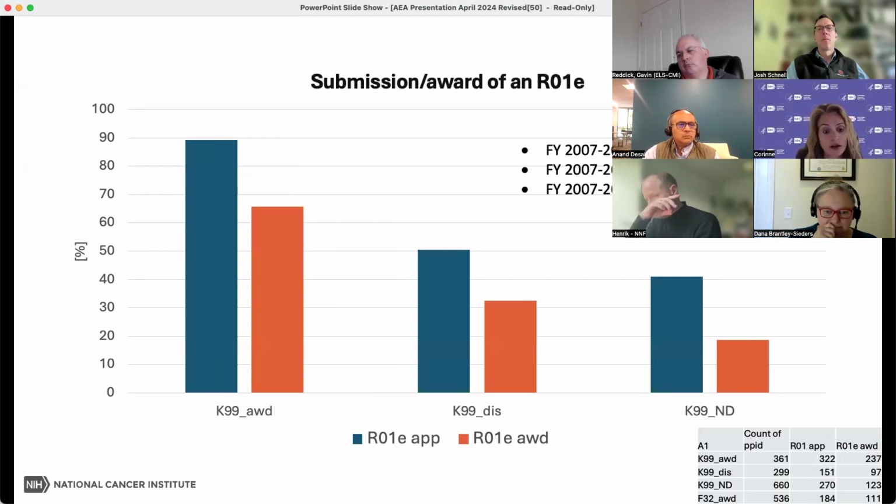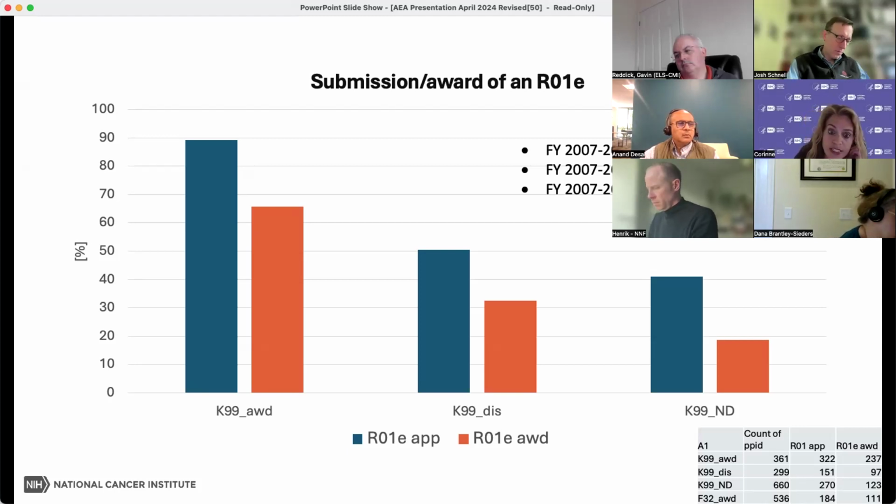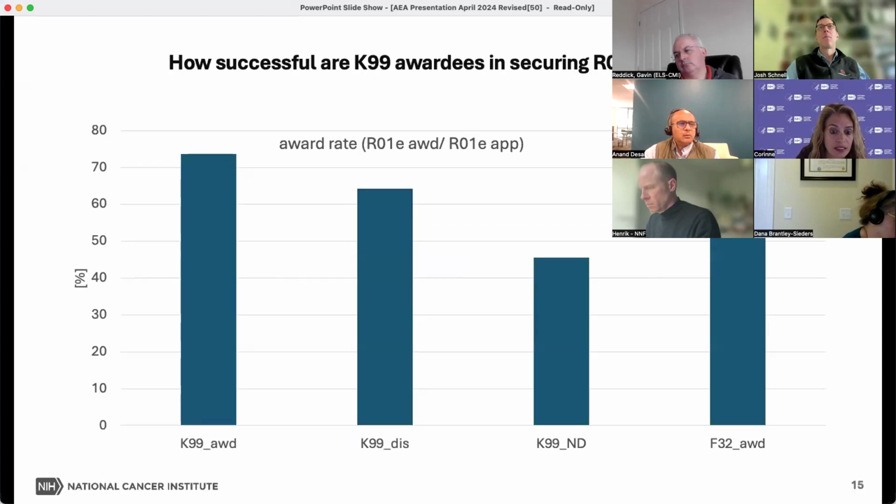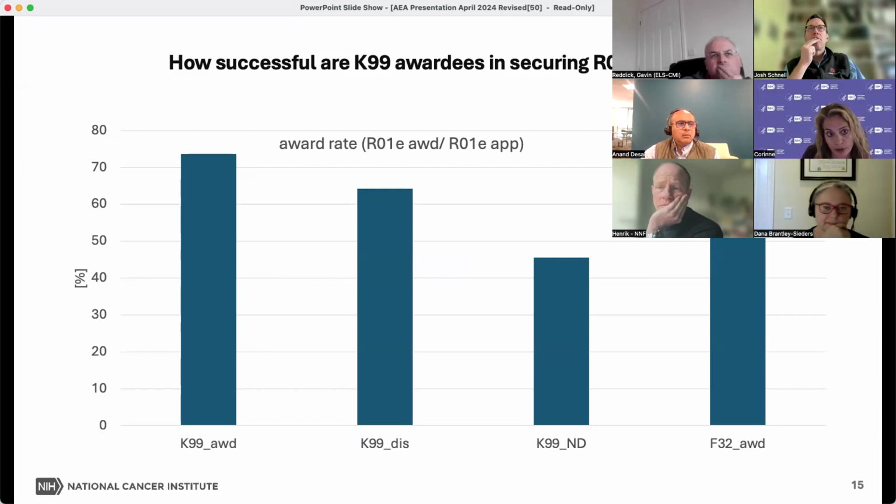As shown here, we performed the analysis against the other K99 award application groups. Again, 65.6% for the K99 awardees versus 32.4% for the K99 discussed group and 18.6% for the K99 not discussed group. Next slide, please. This is an illustration of all four groups together. And you will see, interestingly, that the F32 group has a higher percentage than the K99 not discussed group.